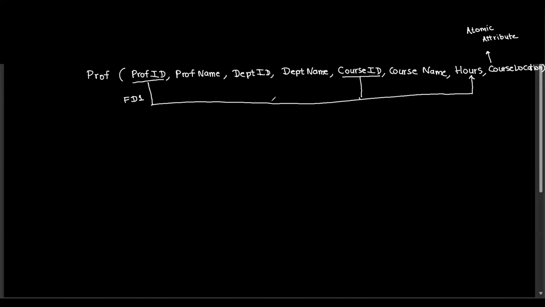Okay, so they are giving that it is already in 1NF. Now we have to convert it into 2NF. That's the question here. So they have given us prof ID and course ID functionally determines hours, and department ID functionally determines department name. That is another FD.